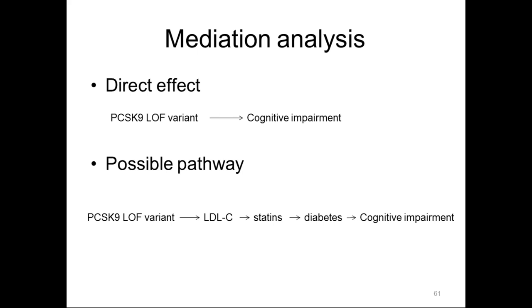If I want to add a lifestyle factor for the possible pathway, how can I add, for example, physical activity for the LDL or diabetes or cognitive impairment? So in this particular case, this PCSK9 loss of function variant, as far as the best we can tell, doesn't have much effect on physical activity, say, or any other healthy lifestyle factors. And healthy lifestyle factors are not going to impact your exposure, right? Yes. Because this is a genetically based exposure.